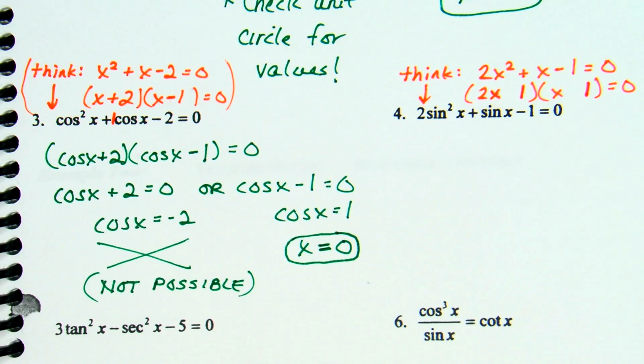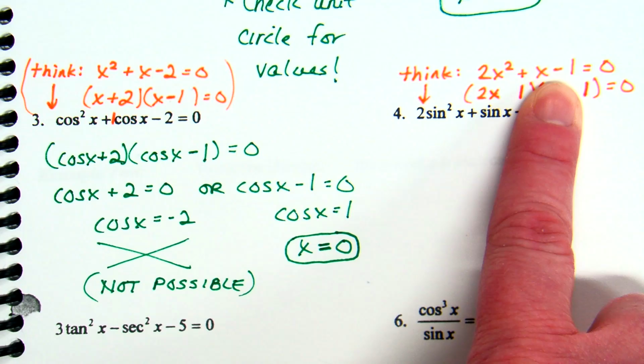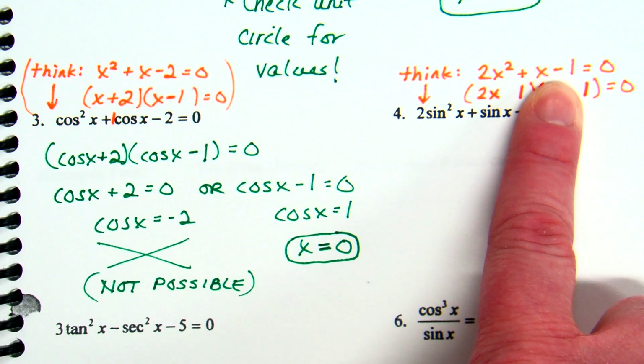Wasn't they going to be negative because the middle term is positive? No, because this last term is negative, which means we have to multiply to be a negative. So I need a positive and a negative. And so if my middle term is positive, I need the bigger sum to be a positive.